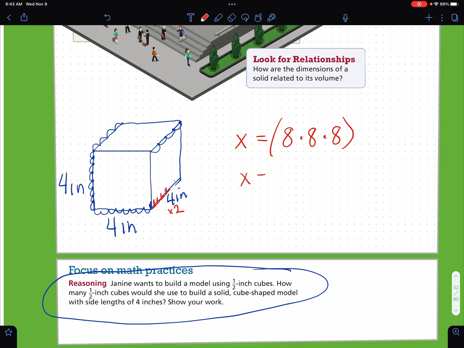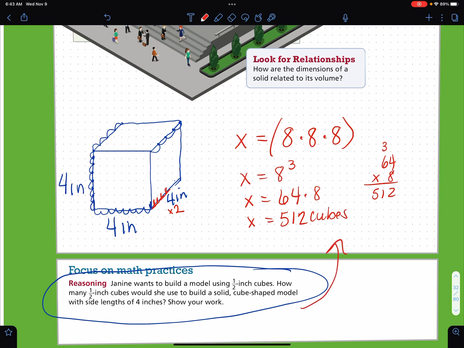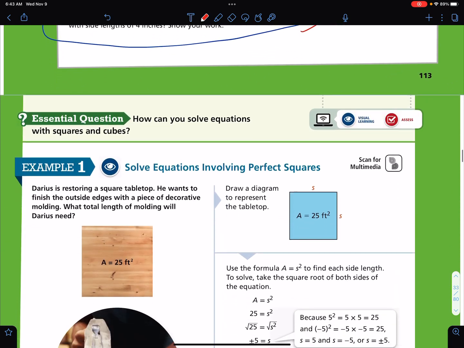So then x equals 8 to the third power. X equals, and I'm going to break this into 64 times 8 because I don't have that one memorized. I may again, but just so that we know: 32, 48, 512. So x equals 512 cubes. So there is the work for that. We are going to continue to work on the rest of them.